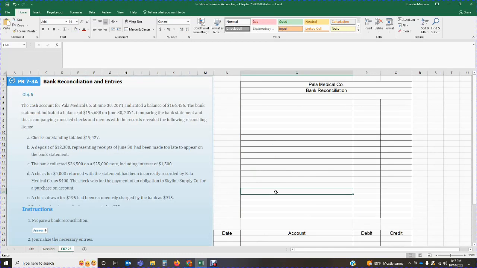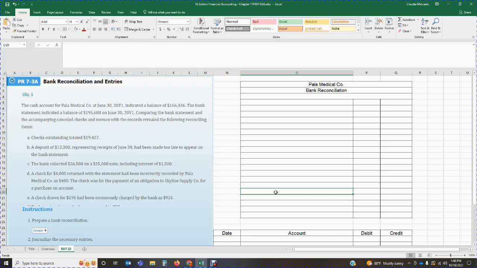Okay, so this is going to be a bank reconciliation and the corresponding entries. Problem 7-3A. It says, the cash account for Paula Medical Company at June 30th, 20Y1 indicated a balance of $166,436. The bank statement indicated a balance of $195,688 on June 30th. Comparing the bank statement and the accompanying canceled checks and memos with the records revealed the following reconciling items. And then we have A, B, C, D, and E. Okay, and we'll go over those in a bit.